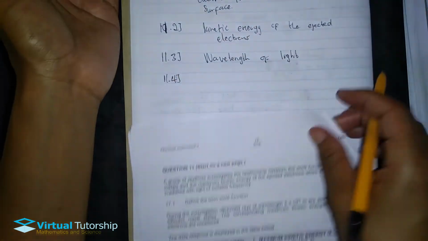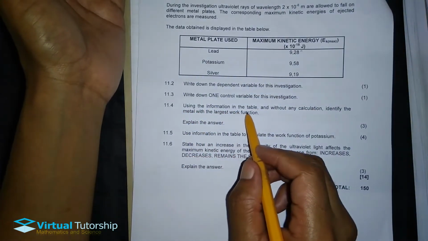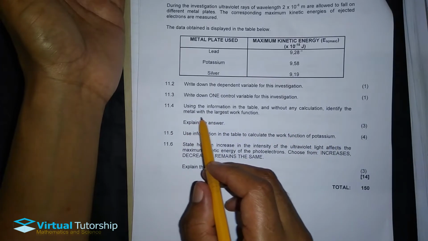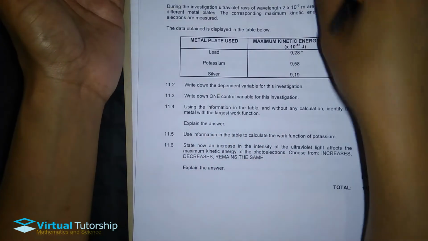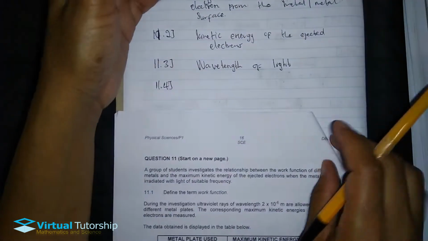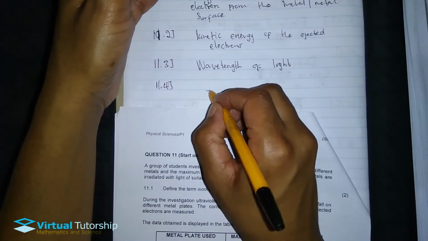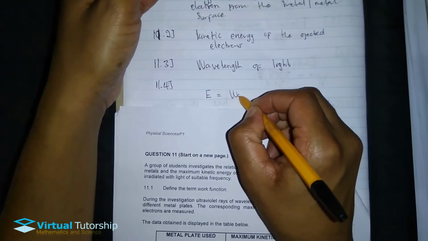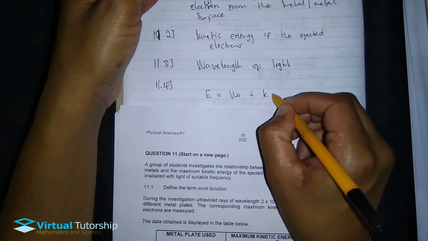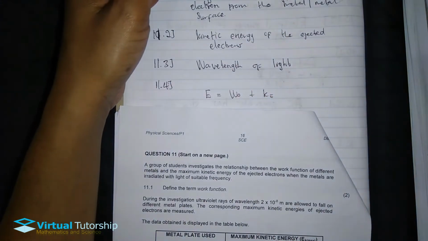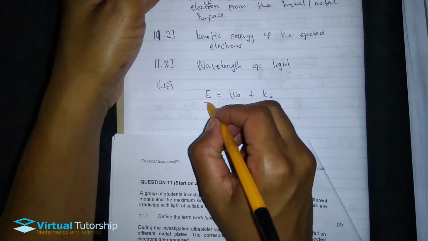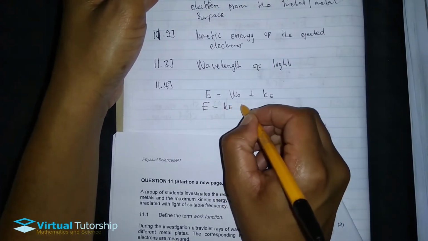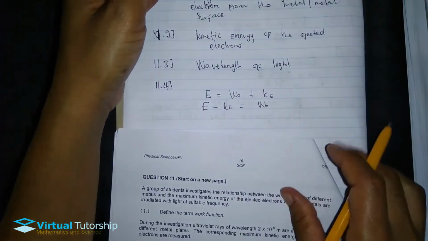11.4. Using the information in the table without any calculation, identify the metal with the largest work function. Explain your answer. So this is the equation: energy is equal to work function plus kinetic energy. So the work function is actually calculated as energy subtract kinetic energy, which is equal to the work function.